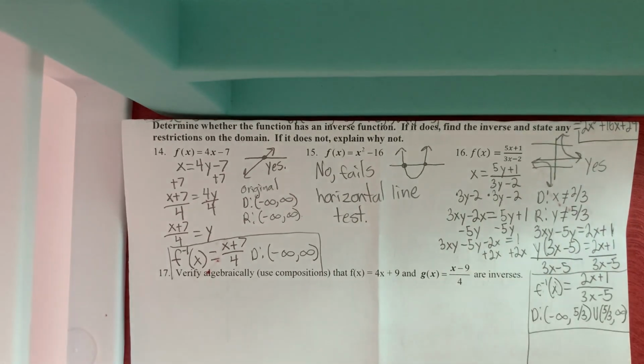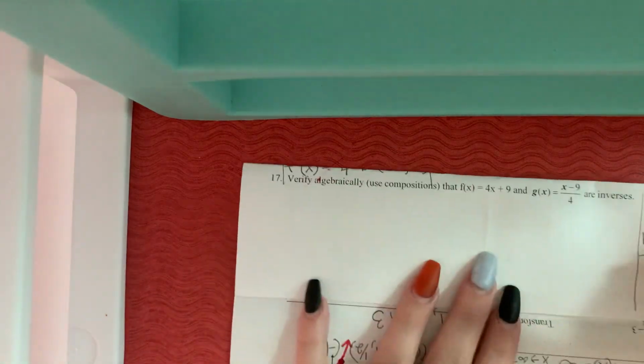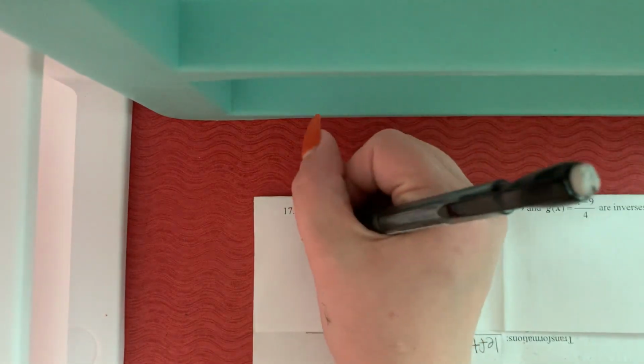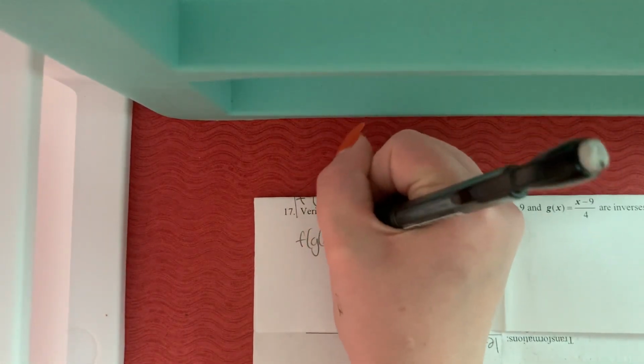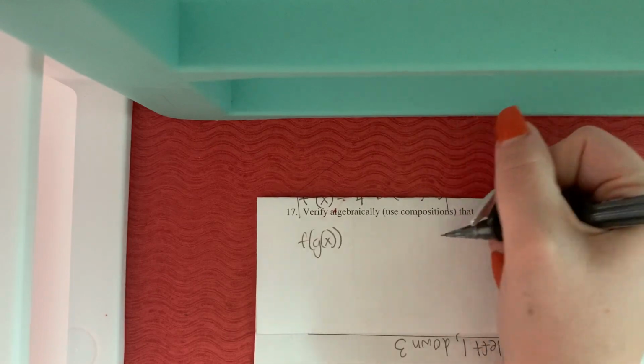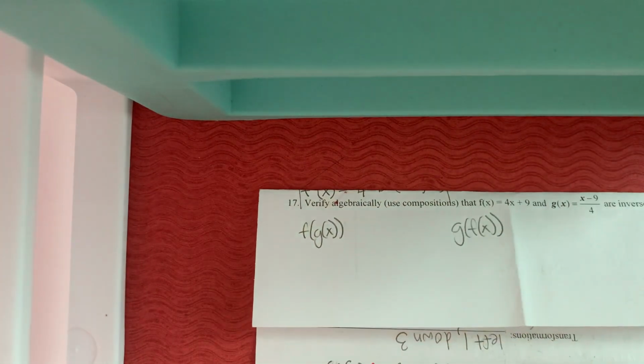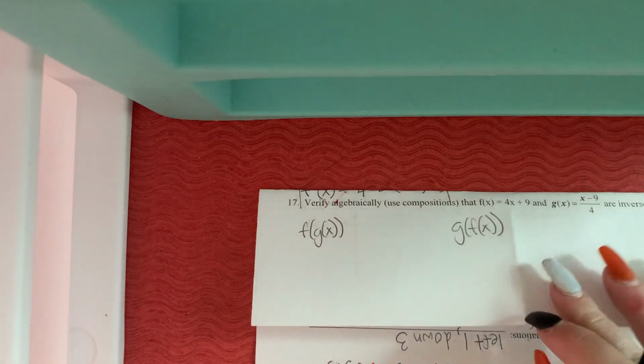Okay, we're on the last problem. The last thing that we need to do is verify using compositions that f of x and g of x are inverses of one another. So we're not trying to solve for the inverse. We're going to use composition. So we're going to do f of g of x, and we're also going to do g of f of x. This is how we check compositions. We do f of g of x and g of f of x, and both of them should output x.